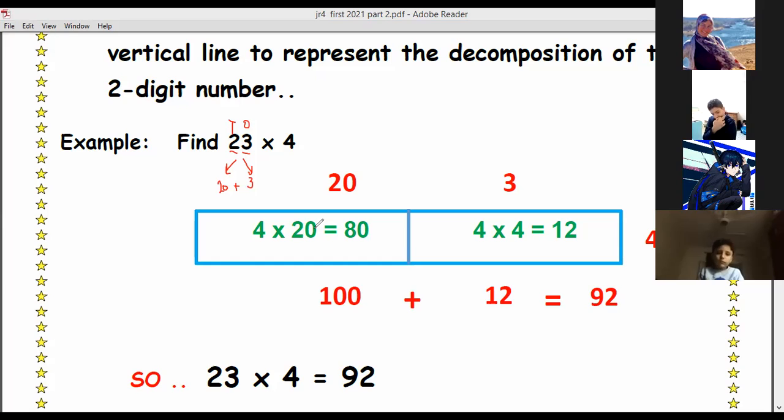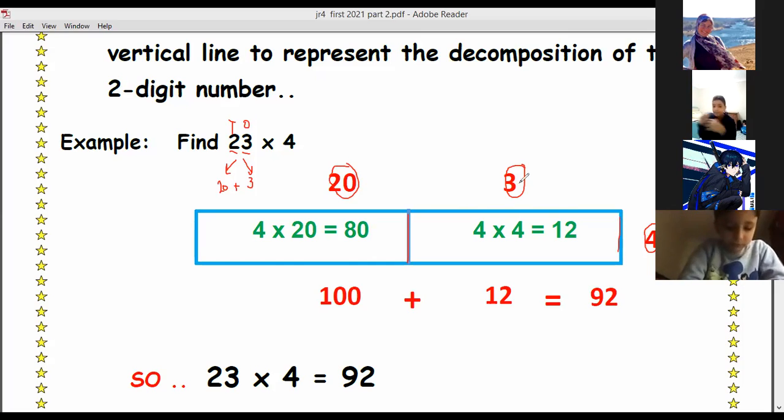So I'm going to draw a rectangle like this one, okay? Now you decompose 23 into 3 and 20. So I'm going to divide my rectangle vertically, like this. Right here I write 20 up, and here write 3. And this 23 times what? It's times 4, so we're going to write 4 here. So I draw and write 4 in the width of the rectangle and the 23 in the length after I decompose it.